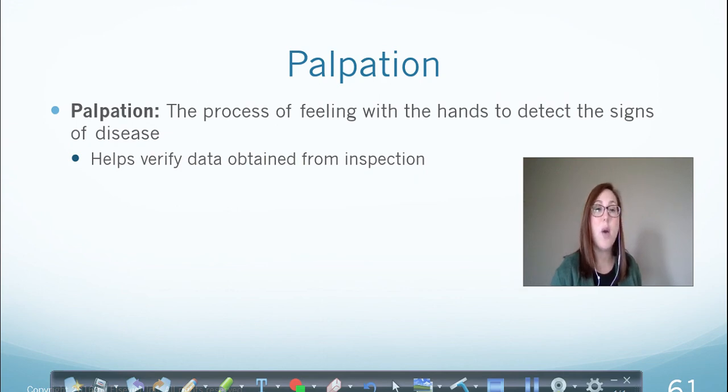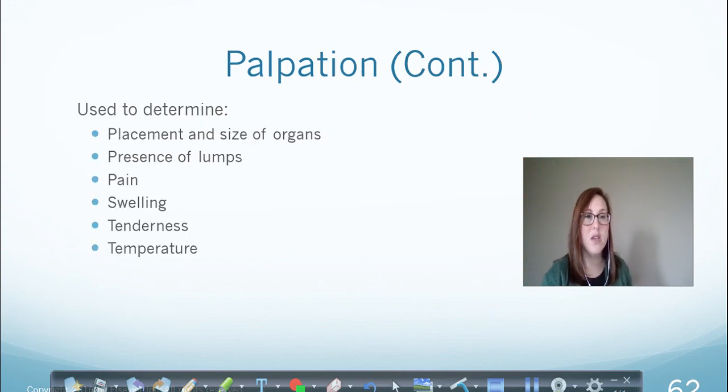When we talk about palpation, that's of course feeling with our hands to detect a disease. Whenever the physician is performing a physical exam, he's checking lymph nodes. He would do that in the neck by palpating around the collarbone, along the neck, and behind the ear. If he's palpating the abdomen, it's looking for pain or any facial expression indicating that the patient is in pain. It can help with placement and size of organs, presence of lumps.